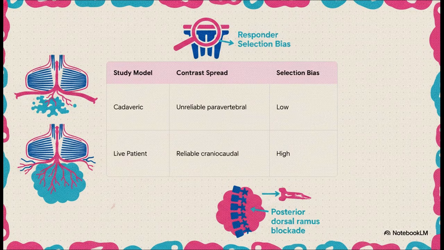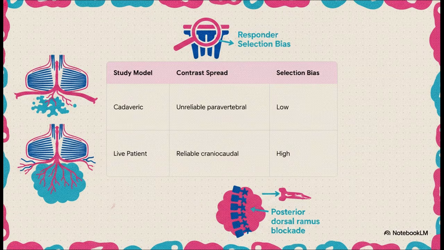When we look at cadaveric dye studies, they show highly variable and, quite frankly, unreliable paravertebral penetration. Sometimes it gets there, often it doesn't. Conversely, when we look at live patient imaging, the data seems much more robust, frequently demonstrating excellent craniocaudal and beautiful anterior paravertebral spread. So what's going on?